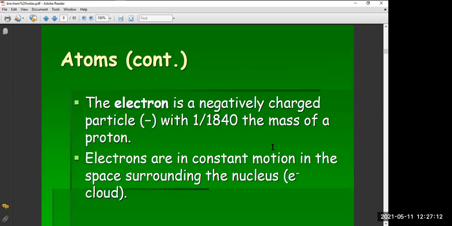The electron is a negatively charged particle with 1 over 1,840 the mass of the proton. So they're describing an electron here. An electron, which I earlier mentioned, is negatively charged. Electrons are in constant motion in the space surrounding the nucleus. Electron cloud. Here's something to demonstrate. So electrons are in constant motion. The way a nucleus is made, it's like a circle. So an atom has rings. It has the first inner circle, which is the nucleus. Then it will have another ring. So the way electrons move, they move in constant motion in the space surrounding the nucleus. They'll be moving around the nucleus constantly.